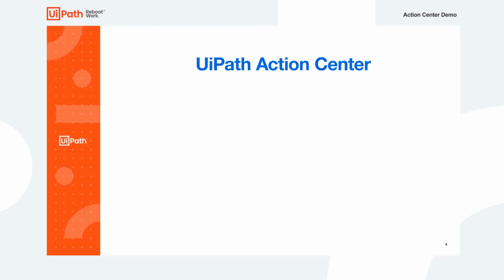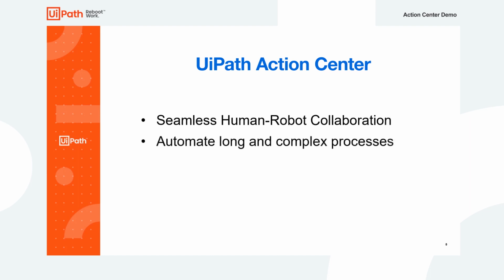In this demo, we saw the power of UiPath Action Center allowing humans and robots to seamlessly collaborate for automation of a complex process. The possible automations supported by bringing human into the loop are endless.